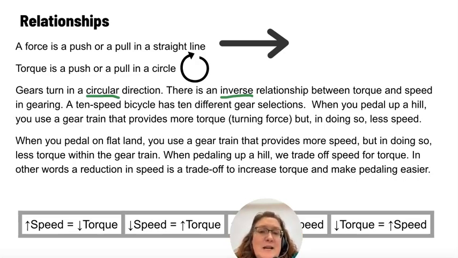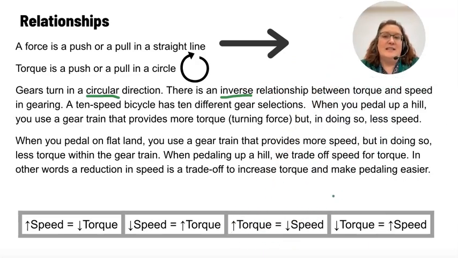A 10-speed bicycle tends to have like 10 gear selections. When you pedal up a hill, you use the gear train that gives you more torque because you want more turning force to go up the hill. In doing so, you end up with less speed and slow down. When you pedal on flat land, you change the gears so that you get more speed, but in doing so, you get less torque. So when pedaling up a hill, we trade off speed for torque.